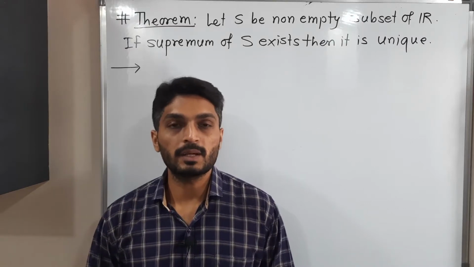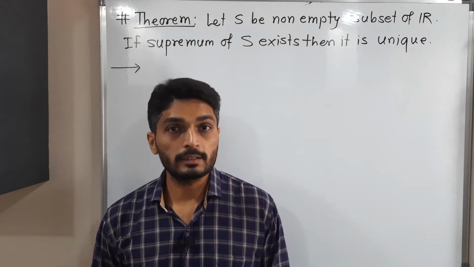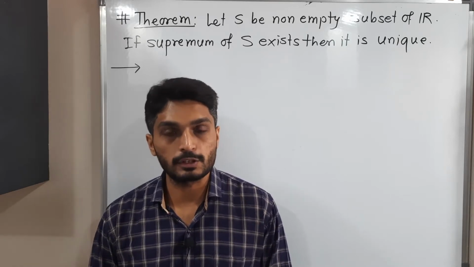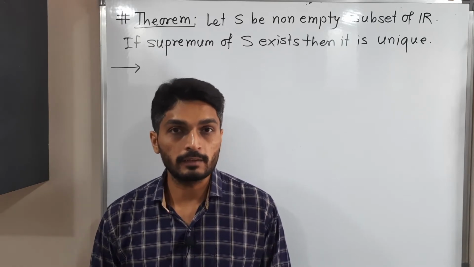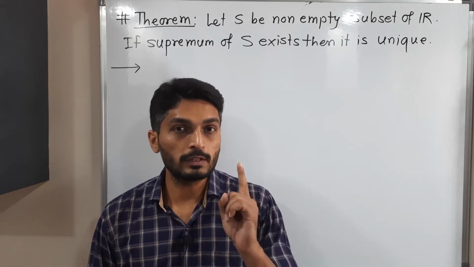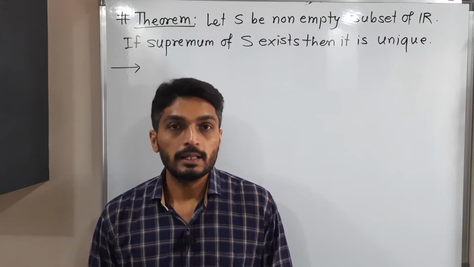Let us discuss this very interesting theorem. So we know the supremum of set S; in the previous video, we have already seen its definition. Now we have to prove that if the supremum exists, it is unique. Unique means only one supremum is there. Let us prove this thing.